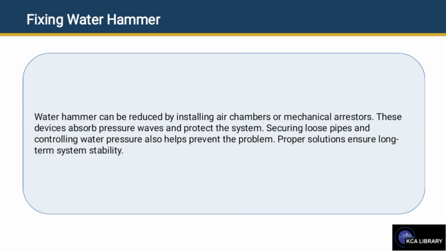How do you fix a water hammer? A water hammer can be reduced by installing air chambers inside your pipes or mechanical arrestors. What do they do? These devices will absorb the pressure waves and protect the system. So, securing loose pipes and controlling the water pressure inside your pipes will also help to prevent the problem. Proper solution ensures long term system stability.